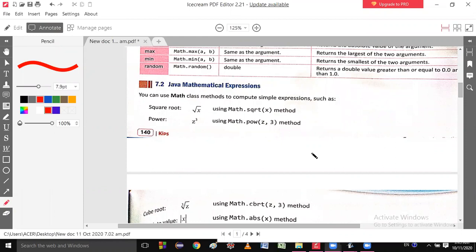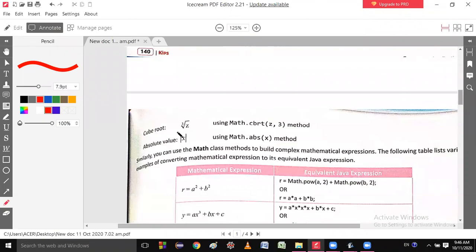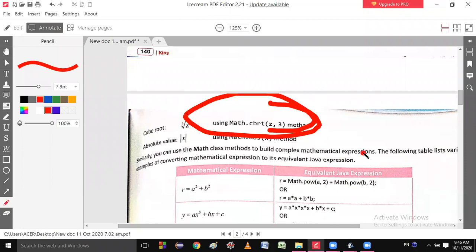Okay. So if someone asks z cube, then what will you write? Math dot pow, POW, and z comma 3. So z means the base and 3 means the power. Is it clear to you? Yes, sir. The first argument is the base and the second argument is the power. If someone asks you for the cube root, you will write Math dot cbrt, CBRT, and z. Very good.